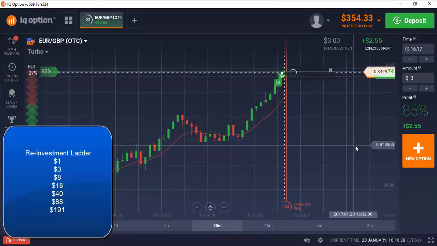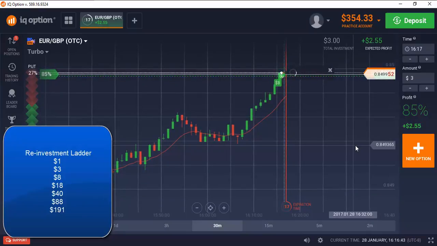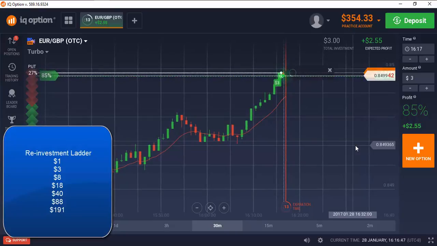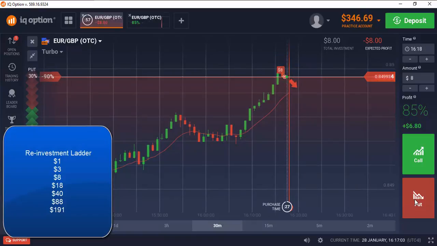Guys, clearly you can see that trading this way is far better and safer than just the line graph way of Martingale. Okay, a trade has been taken in the opposite direction with my $80 trade.